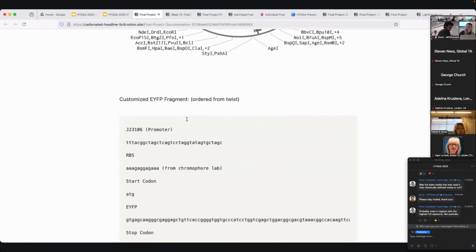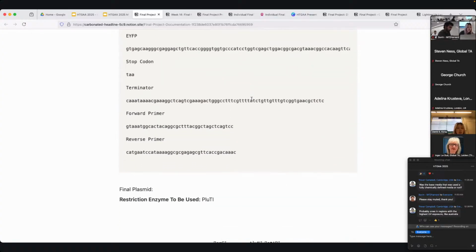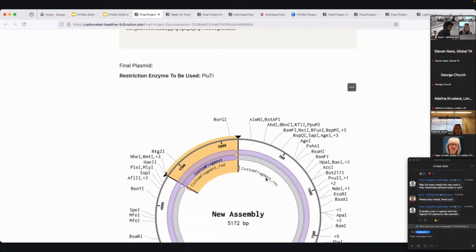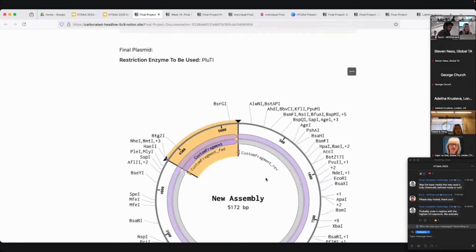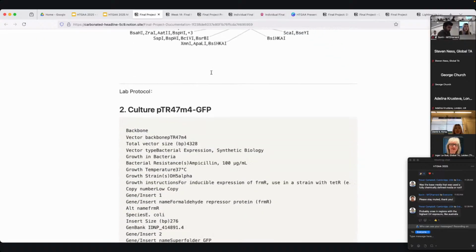What I did is I had this customized yellow fluorescent protein fragment ordered from Twist, and I wanted to insert this fragment into the existing plasmid so that it will have two different types of fluorescent protein, so that it will always show some sort of fluorescence to see whether the bacteria is alive. And this is the final assembly. I'm cutting at the restriction enzyme site, PleI.